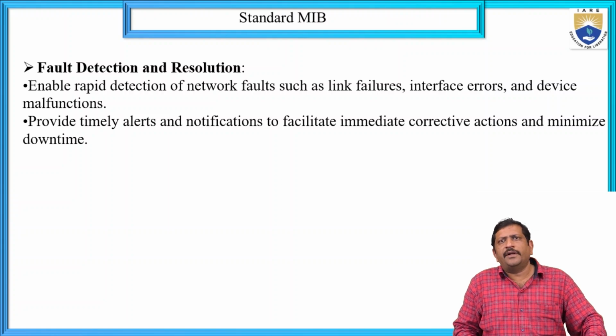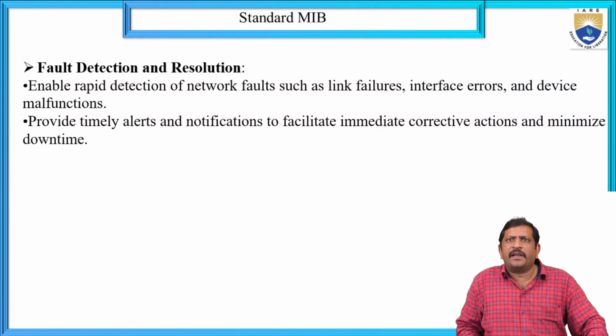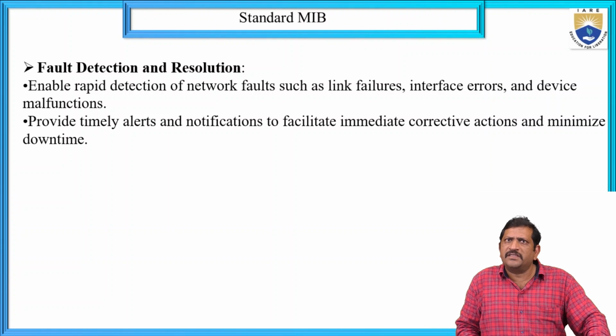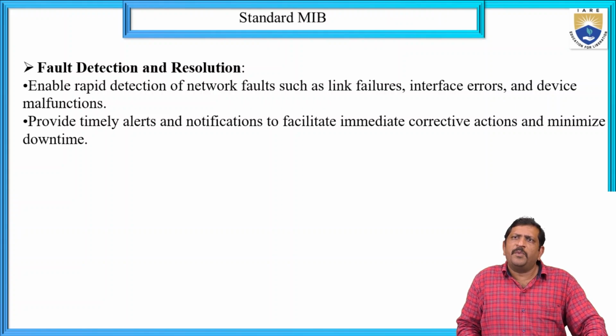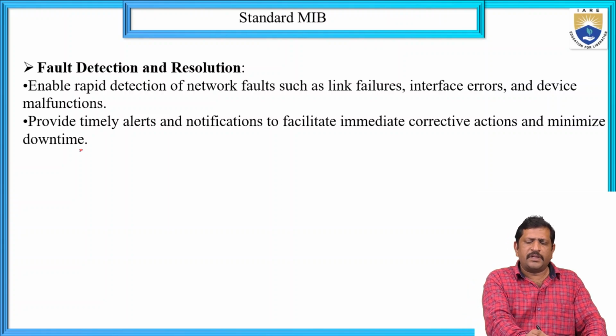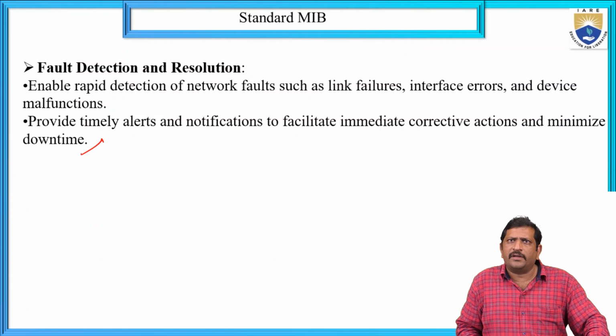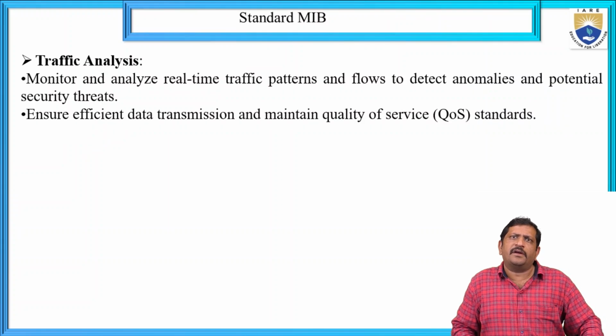Here, fault detection means enabling the rapid detection of network faults such as link failure, interface errors, device malfunctioning. Here it is providing timely alerts and notifications to facilitate immediate corrective actions and minimize the downtime. So this is the fault detection. If any router is faulty, the fault detection can be done.